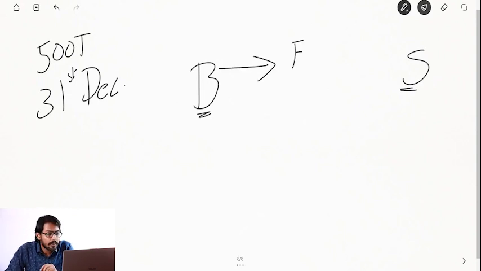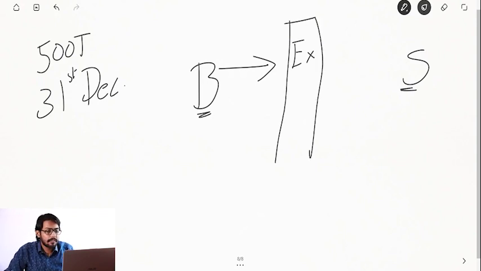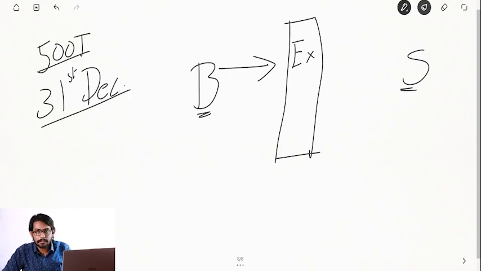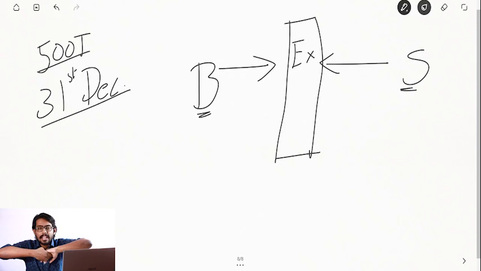So you are requesting the exchange: Exchange, I want to enter into a contract whereby I buy 500 tons of gold on 31st December. At the same time, a seller enters into a contract with the exchange saying, Exchange, I want to sell 500 tons of gold on 31st December. These two shake hands. Not with each other, with the exchange. The exchange plays as a party.